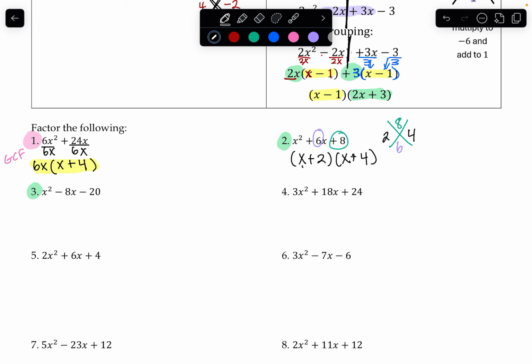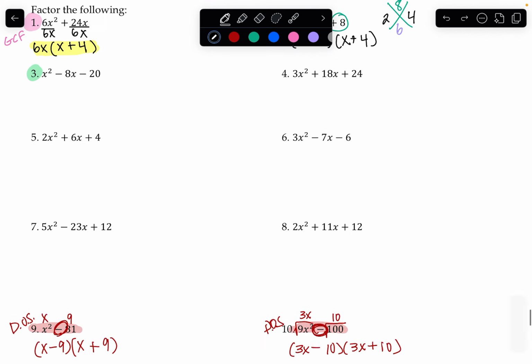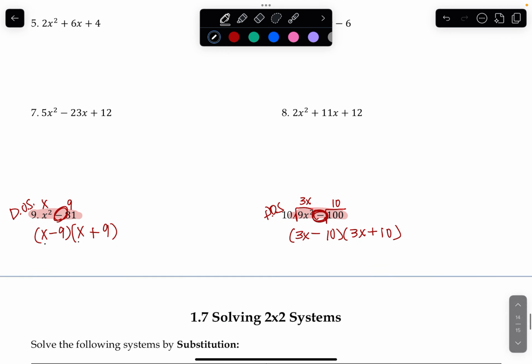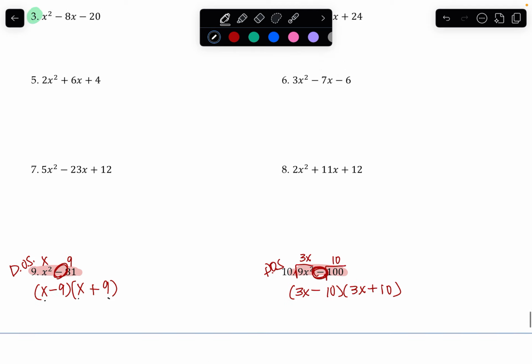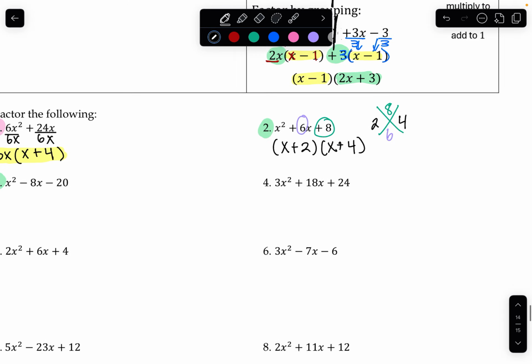And in each case, you could FOIL this back out and see that it gives you this trinomial. You could redistribute the 6x and see that it gives you the original trinomial. You can multiply these out, FOILing it, and then you would see your center term would cancel, giving you x squared minus 81, and so on.